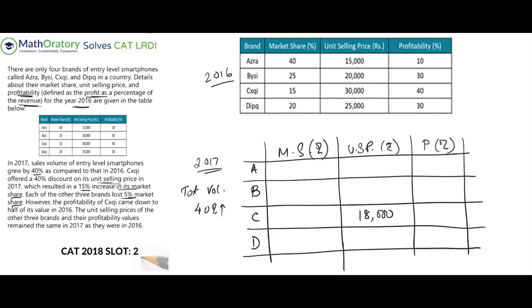So let's plug in the value. So this goes up by 15 percentage points. The remaining goes down by 5 percentage points. So this is what we have, right?